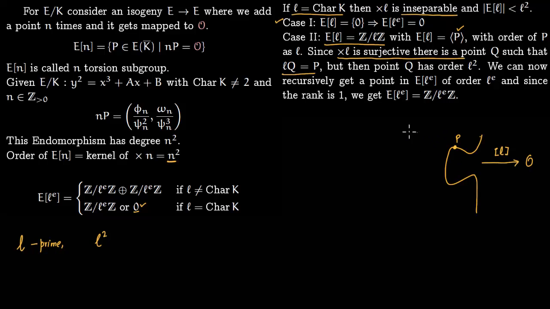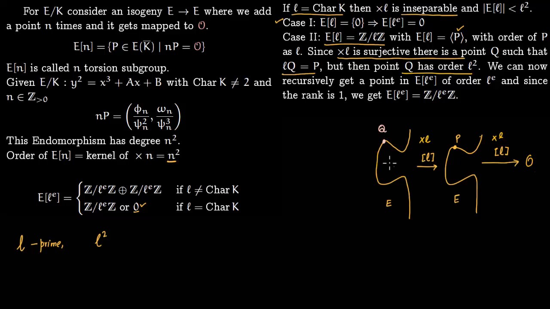Now this isogeny is always surjective. So you again have the elliptic curve E, the same elliptic curve E, and again you have this map, multiplication by L. This map is surjective, so we can find the inverse image of P and say it is Q. Now LQ is P: you add Q to itself L times, you get P. But then point Q has order L square, because first you multiply with L here and then you multiply with L here, and it gets mapped to the special point O.